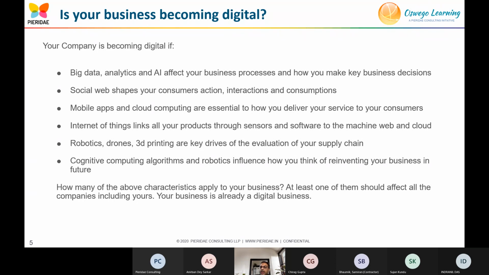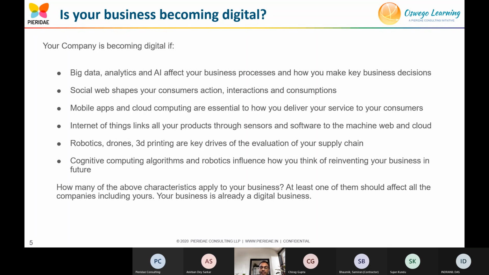First one is whether your decision making process can be impacted via big data, analytics, artificial intelligence. Means, can you do a predictive analysis via the data you have in your transaction system and also via market intelligence, and forecast your future growth, future sales, future cost, anything? Whether this is yes or no. Second is whether social media shapes the consumer action, interaction, and consumption of your business. Can you manipulate or attract your customers via social media?